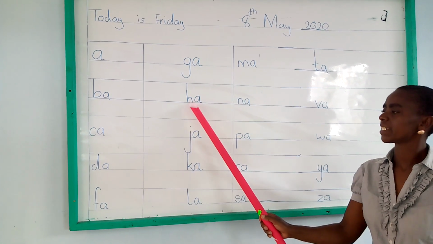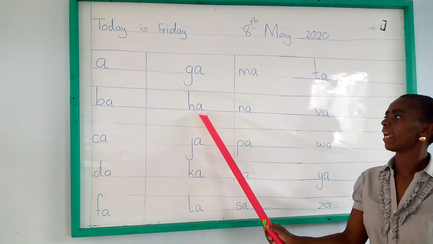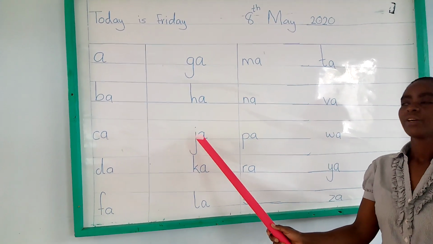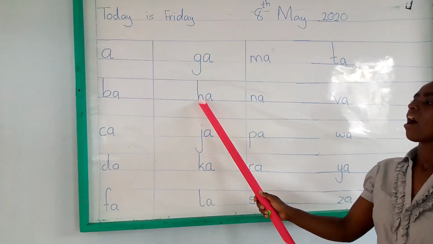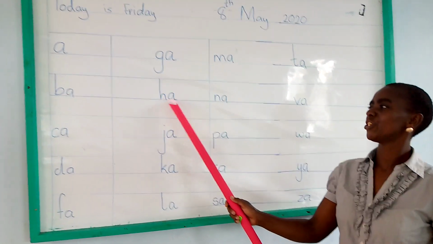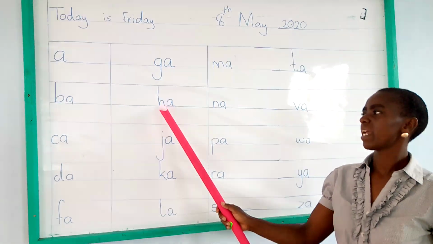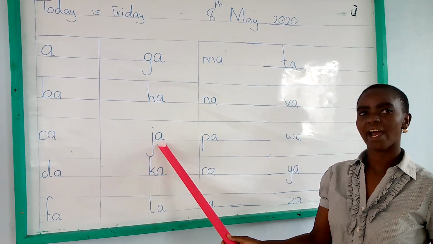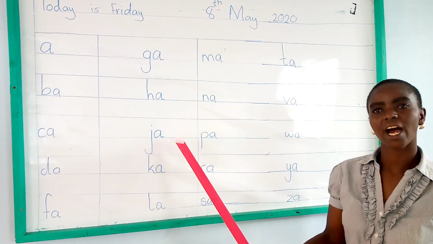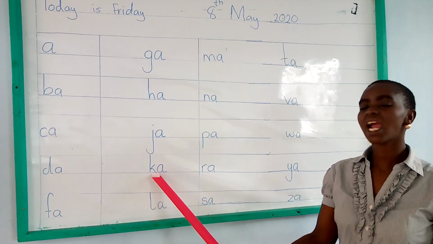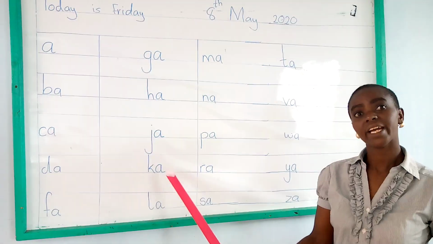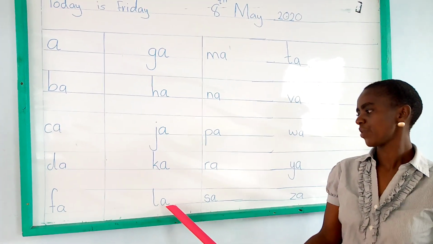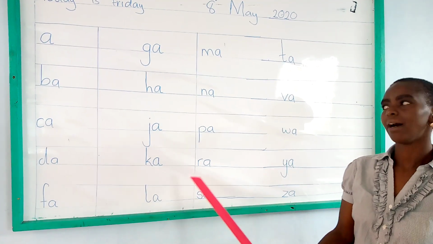And this one, which sound is this? And A. So when you join it, this one is, when you join it with A, it becomes, we have J and A. When you join it, it becomes Ja. This one is K. When you join it with A, it becomes Ka. We have L. When you join it with A, it becomes La.